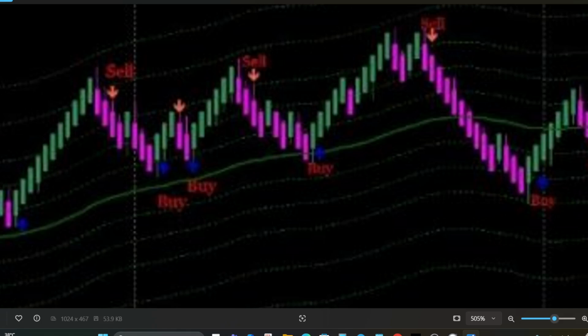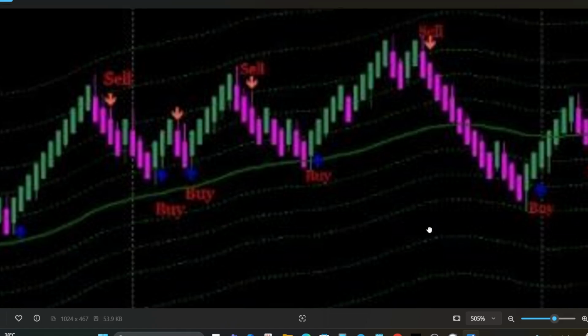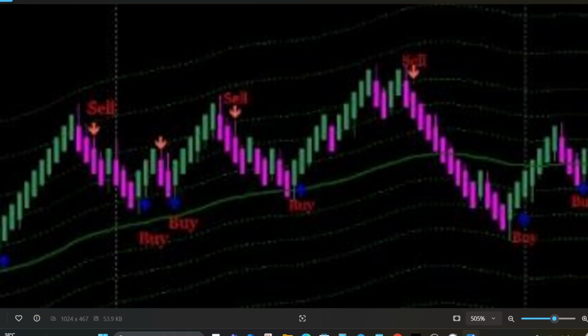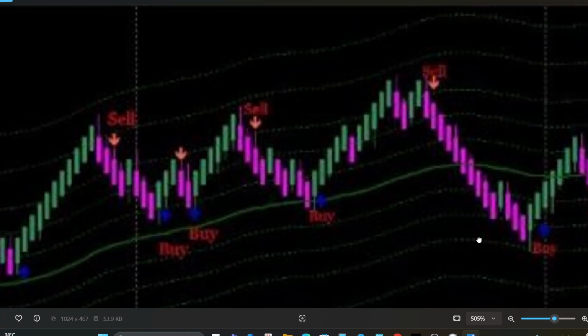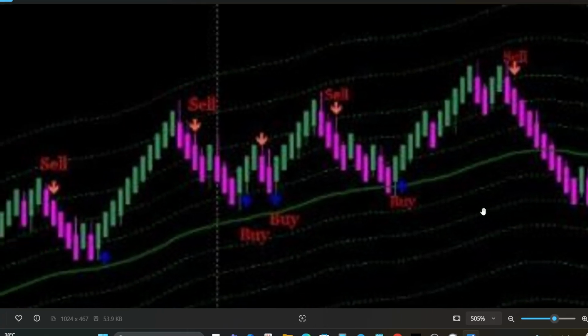Now, let us talk about why median Renko bars should be part of your trading toolkit. One of the biggest benefits of these bars is that they help you filter out market noise. In Forex trading, the market can often be volatile with random price swings that don't reflect the overall trend. So with the median Renko bars, you are able to remove those short-term fluctuations that don't matter for long-term trend analysis.